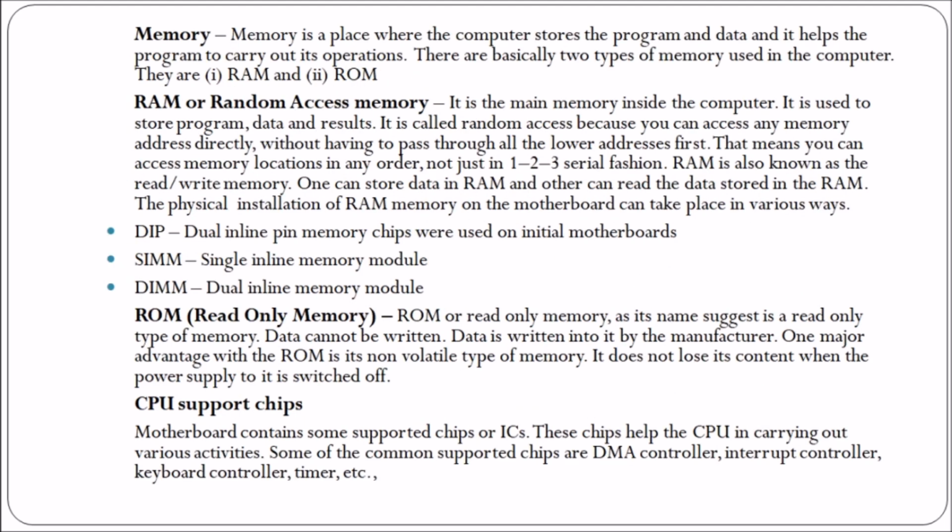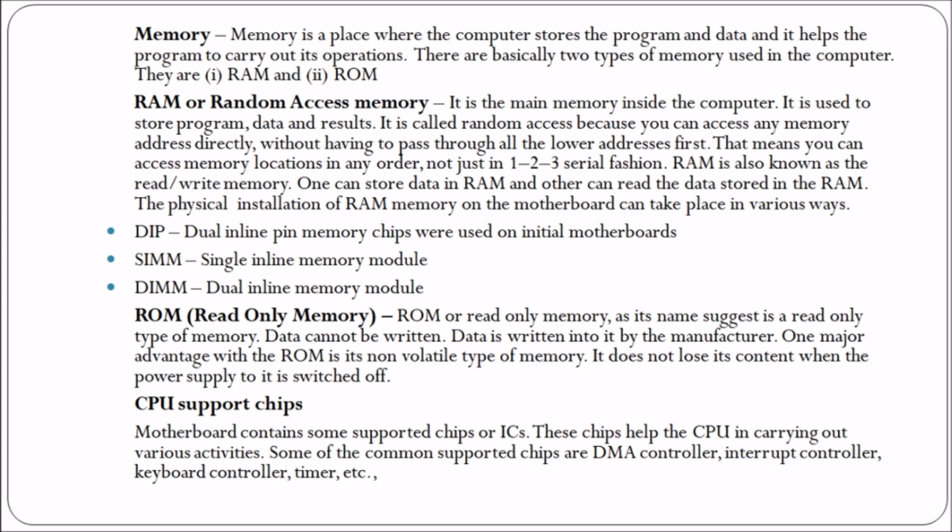Memory. Memory is a place where the computer stores the program and data and it helps the program to carry out its operation. There are basically two types of memory used in the computer. They are RAM and ROM. RAM, or random access memory, is the main memory inside the computer. It is used to store program, data and results.